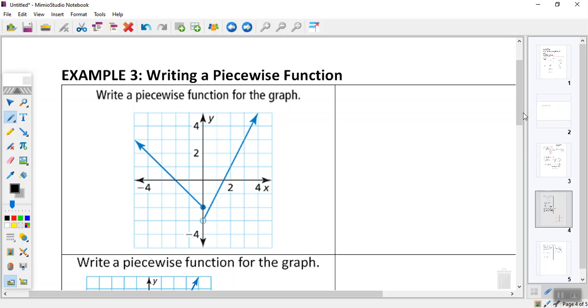Now, piecewise functions. How many lines do you see up here, kids? So how many parts of the piecewise function are there going to be? Okay, what appears to be our parameter, or the dividing line, if you will? Looks like it's at what value again? 0 here again, right? Okay.